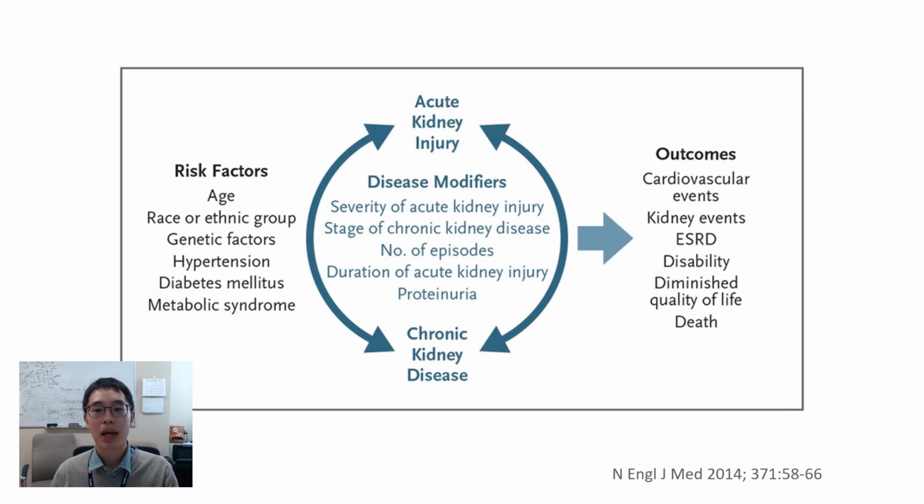Over time, prolonged AKI can result in chronic kidney disease, and both AKI and CKD have been associated with poor outcomes such as cardiovascular events, dialysis dependency, disability, diminished quality of life, and death. Once we establish somebody as having CKD, our job is to control modifiable risk factors such as hypertension, diabetes, and metabolic syndrome to decrease the risk of progression of kidney disease. Additionally, monitoring proteinuria and adjusting medications to minimize proteinuria is helpful at also reducing the risk of kidney disease progression.